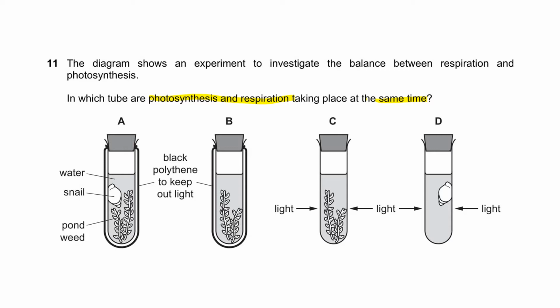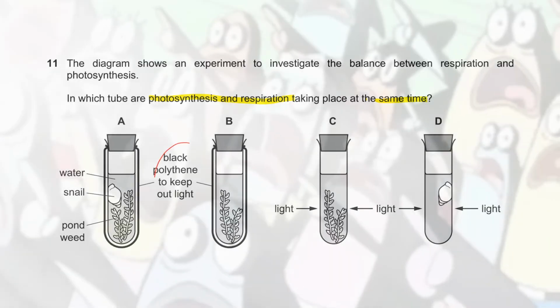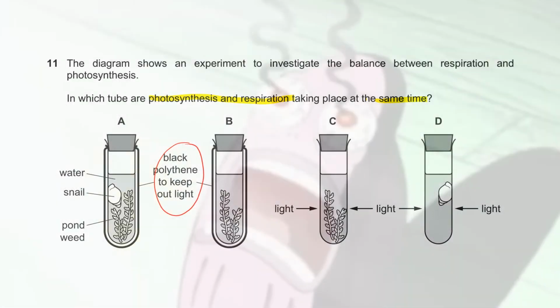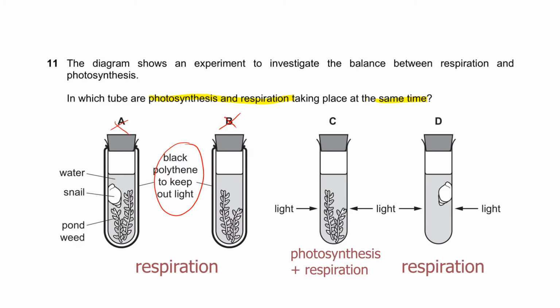So in both options A and B, there's a black polythene to keep the light out, so there's no photosynthesis happening. In option C, it's a plant where light is available, so it is photosynthesizing, and they're always respiring, so this is happening at the same time. In option D, it's an animal, so there's no photosynthesis happening.